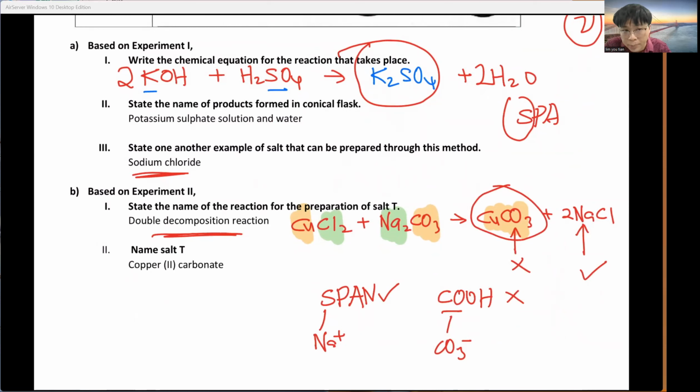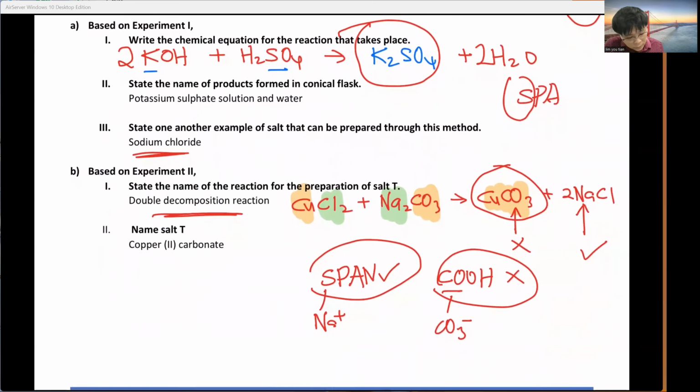You're okay now? I will keep repeating using the shortcut so that you're able to remember which one is soluble, which one is insoluble. As I told you, insoluble, you'll get a solid or precipitate. Soluble, you get a solution. How do you check? Keep checking this one. SPAN soluble, COH insoluble. Then chloride is curry, SO4 is soup. Okay, this one is the important basic that you have to know.